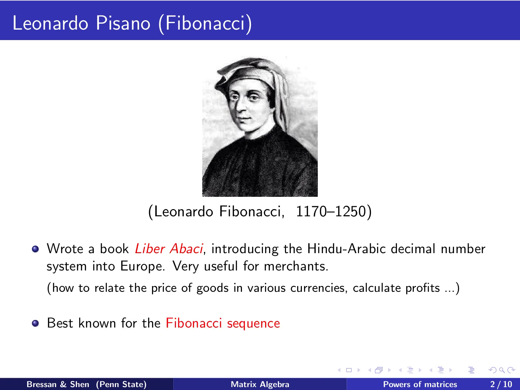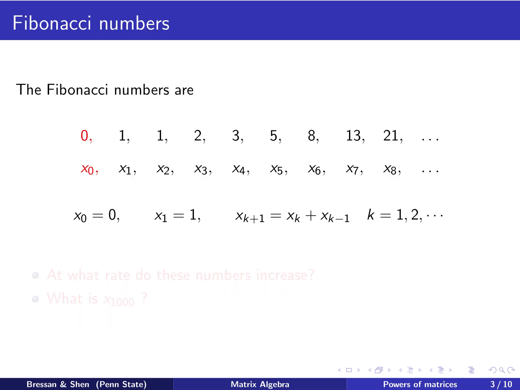However, he is most famous for a sequence of numbers named after him, called the Fibonacci sequence. Let's look at the Fibonacci numbers. The numbers are the following. If I write down the first 9 of them, starting from 0 and 1, they are 0, 1, 1, 2, 3, 5, 8, 13, 21.